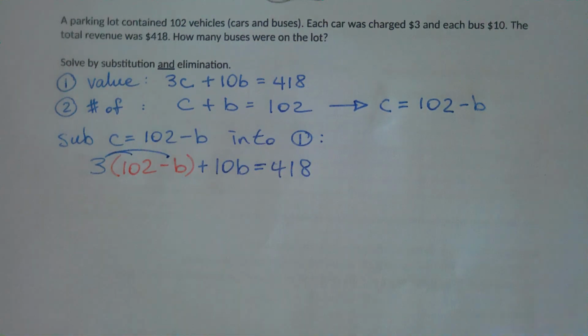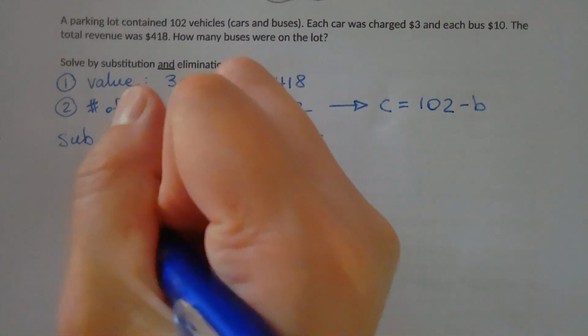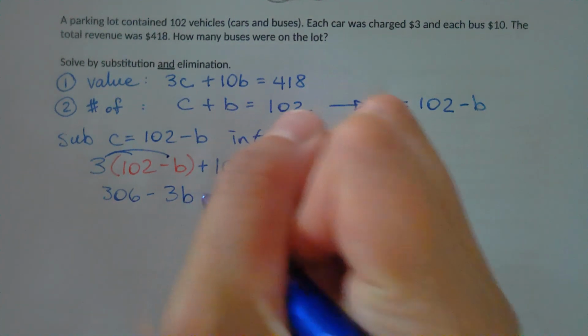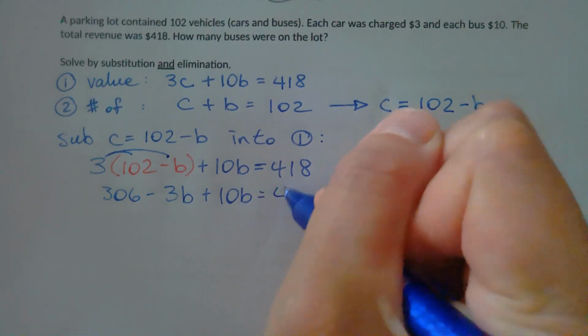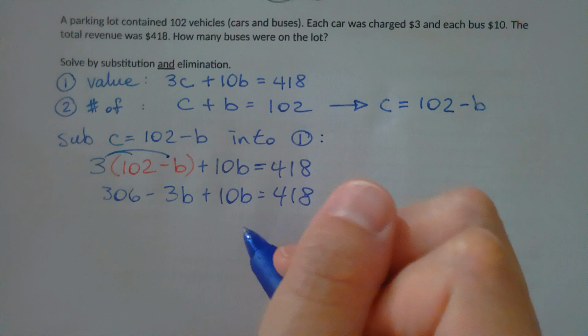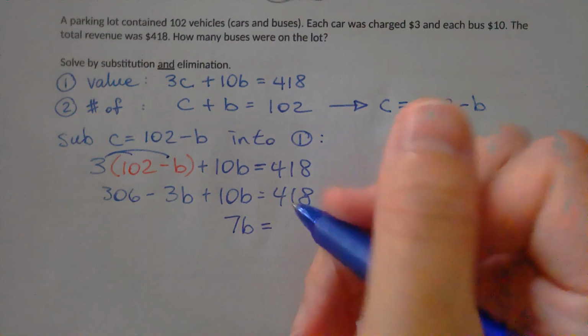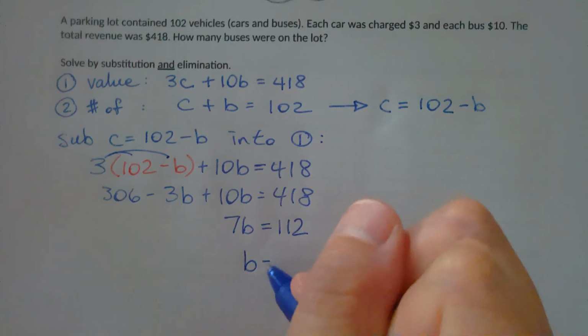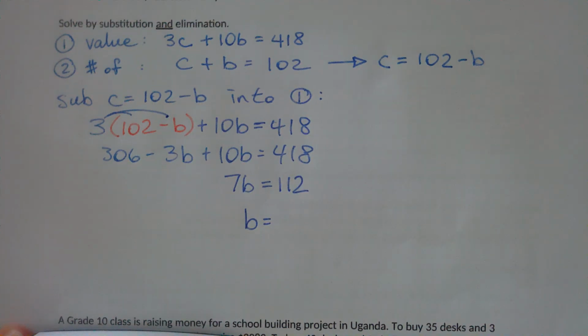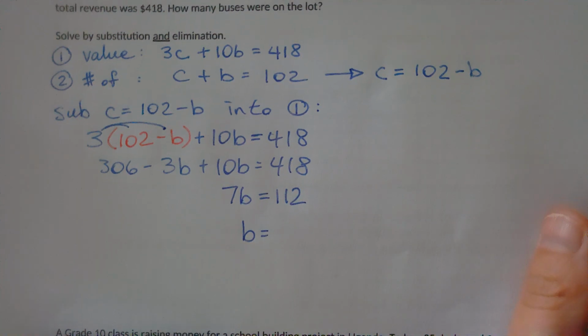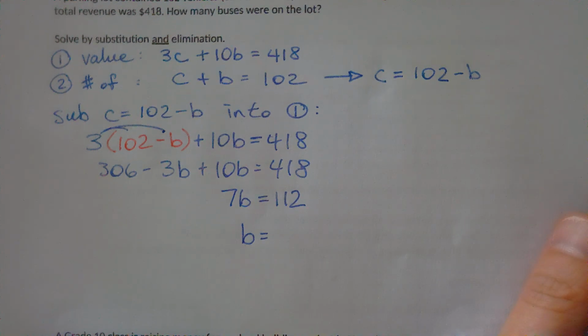Distribute. So 3 times 102, 306. So 306 minus 3B plus 10B equals 418. Collect the like terms, and then move the 306 over. 112. So when I divide it, 112 divided by 7. Let's say I get a decimal number. How do I know that it's wrong if I get a decimal?